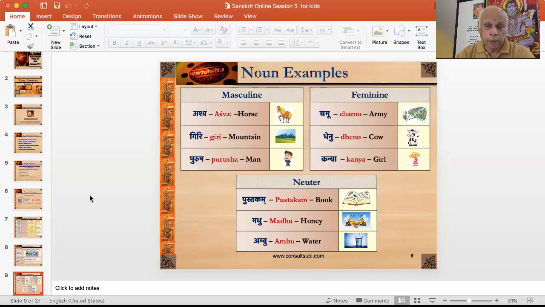Now, for nouns, the gender is important. So also the gender is important for the verb. For example, masculine gender: Ashwaha means horse. Giri refers to a mountain. Purushaha is a man. Likewise, you see feminine genders: Chamu refers to an army. Dhenu, a cow. Kanya, a girl. Now it is strange that Chamu, army, is a feminine gender, even though soldiers may not be. If you take neuter gender, a book, for example, is neuter gender: pustakam. Madhu, honey. Ambu is water. They're all neuter gender.